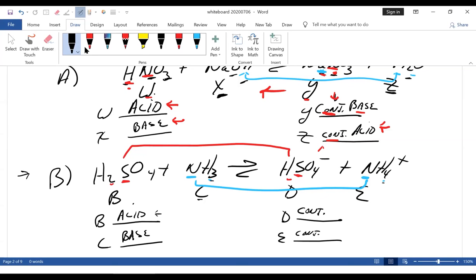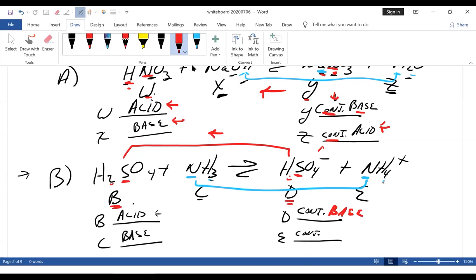Now we have to do the conjugates. We look at D going to B, and we're going this direction, it goes from one hydrogen to two. Actually, a proton accepts, but think of the hydrogens. What's something that accepts a hydrogen or proton? A proton acceptor is a base. So D is the conjugate base.